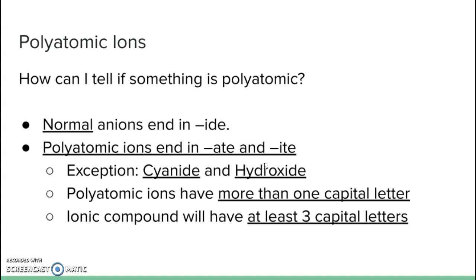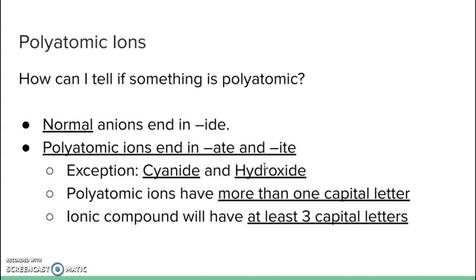We know so far that normal anions end in -ide. We've seen that: oxide, iodide, bromide, nitride. However, polyatomic ions have names that end in -ate or -ite. We have two exceptions: one's cyanide, one's hydroxide. I know those are polyatomics because I cannot find cyanide or hydroxide on my periodic table.